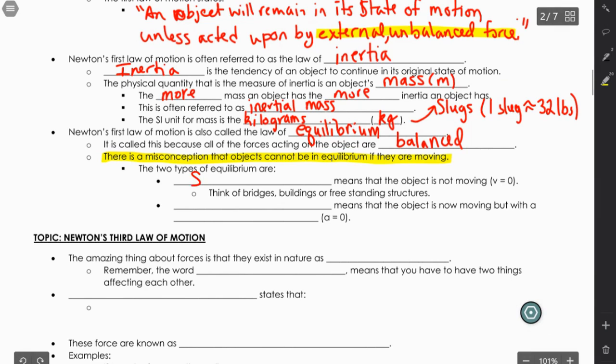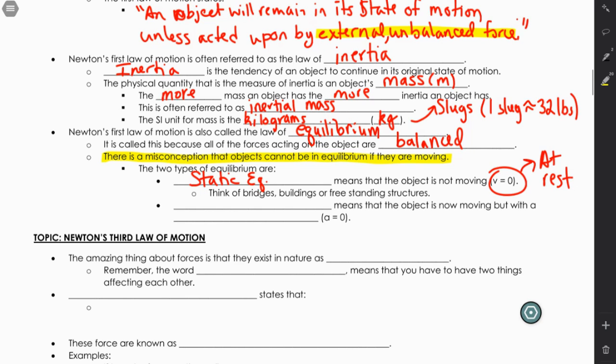So the first one is what we call static equilibrium, okay? Static equilibrium means that the object is not moving. It's physically not moving, it's at rest. Remember, the law talks about two states of motion, an object at rest or an object moving at a constant velocity. So this is dealing with when an object is at rest, it will remain at rest. You can think of bridges, buildings, or freestanding structures. You don't want those objects to accelerate because they will fall. Acceleration with those types of structures is not good because they would ultimately end up falling.